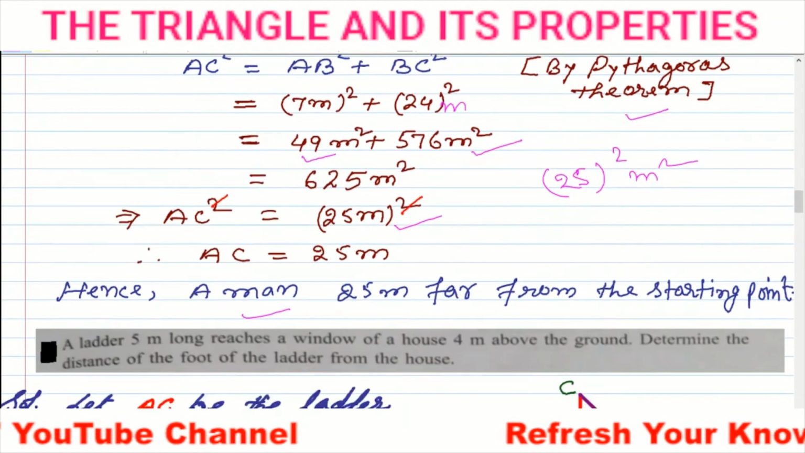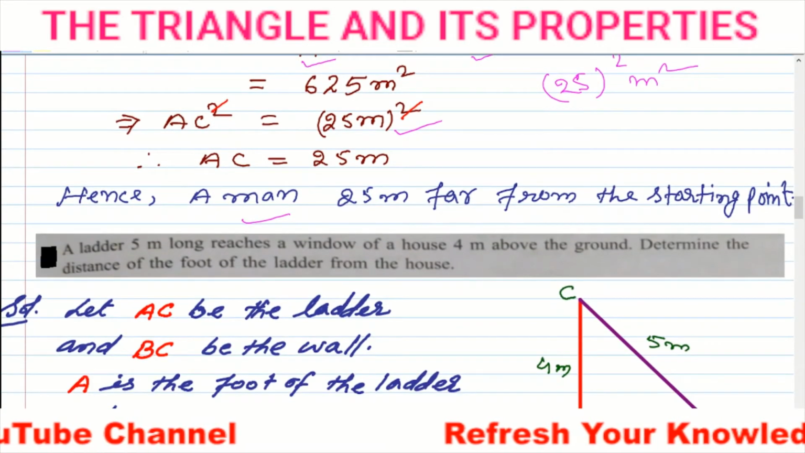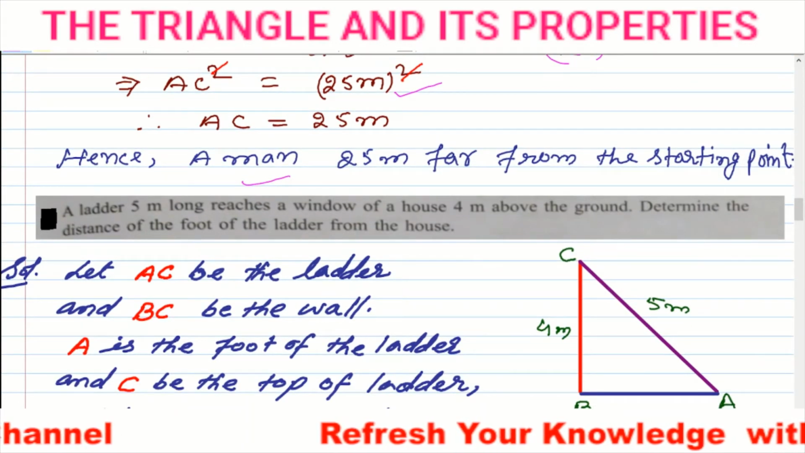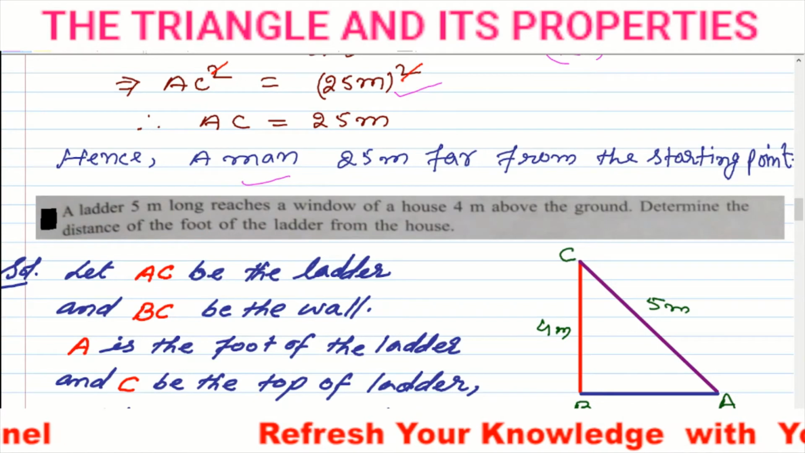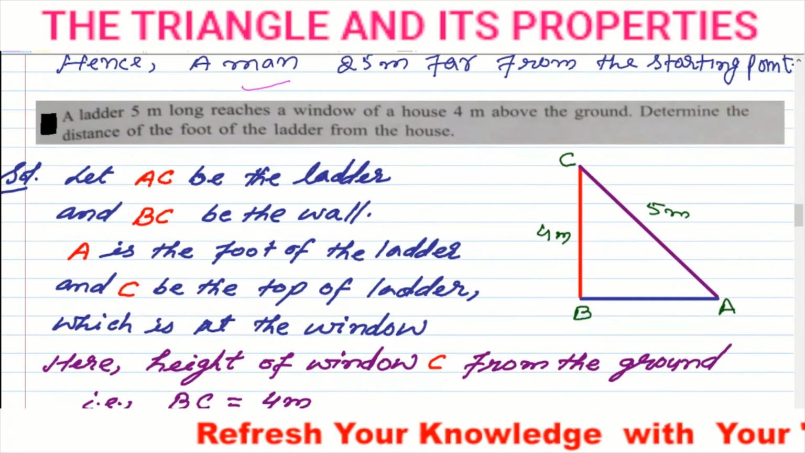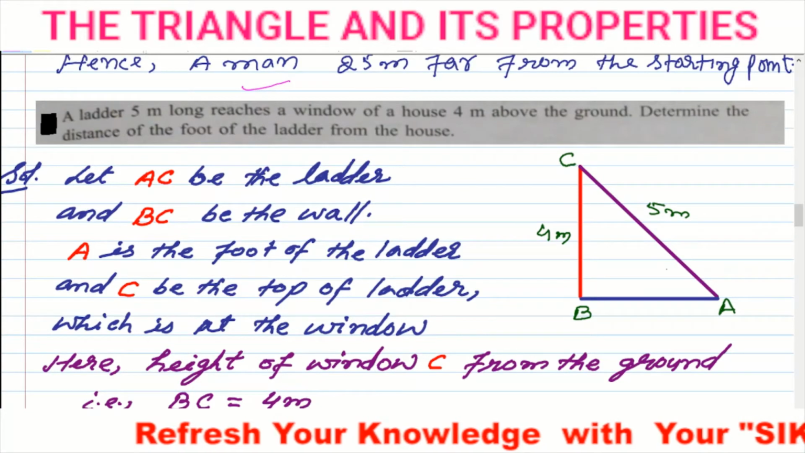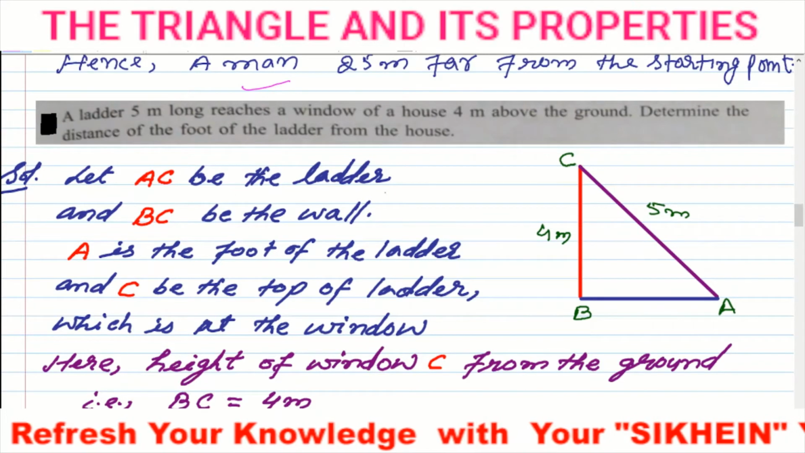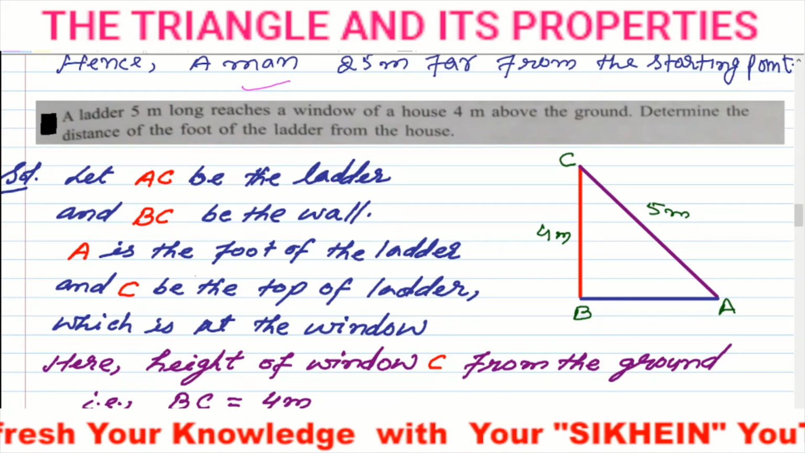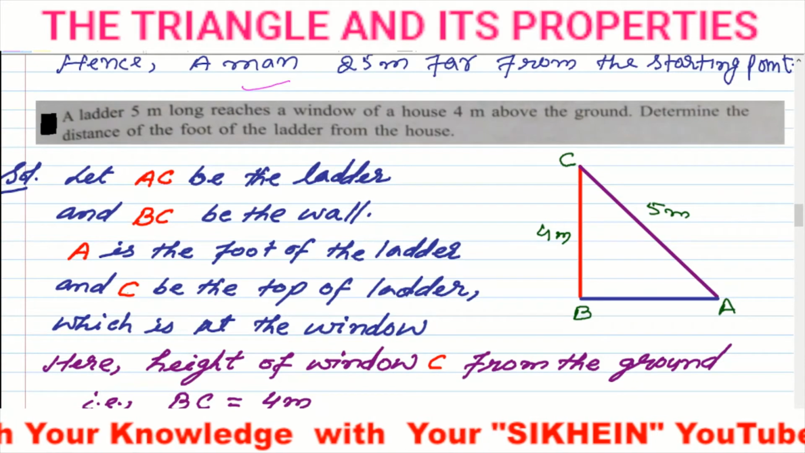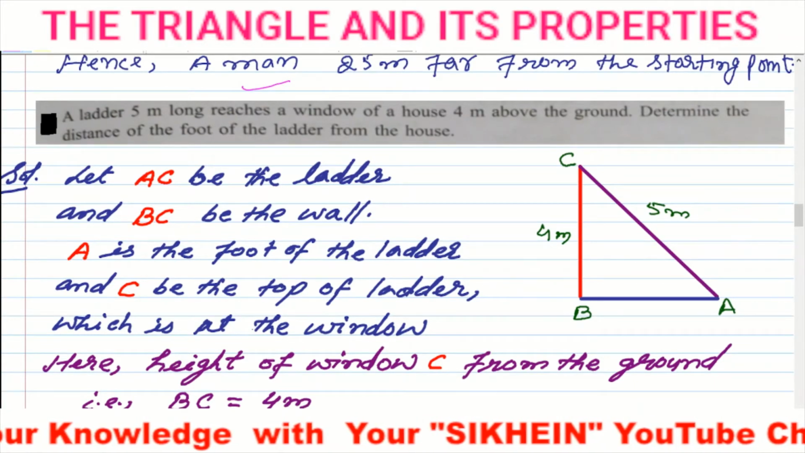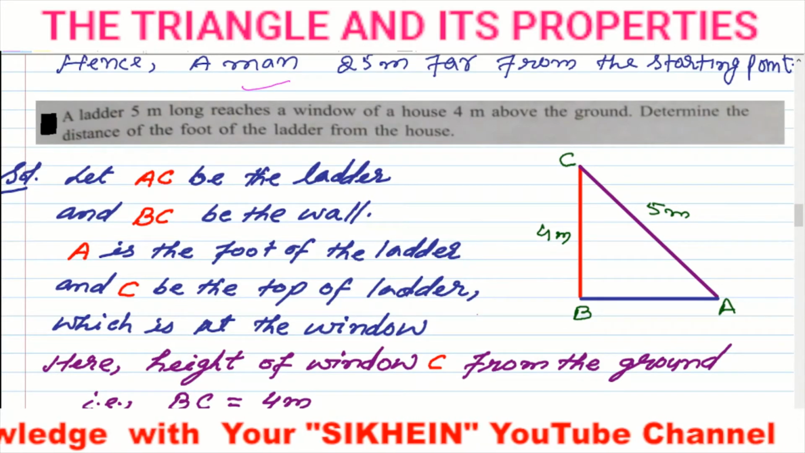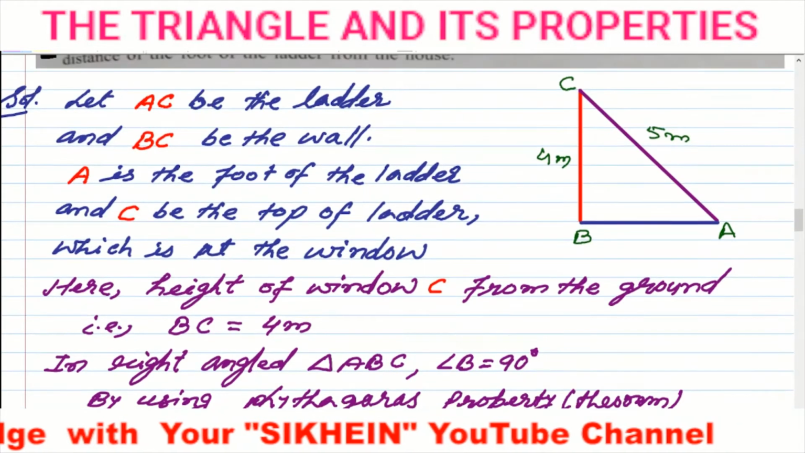The next question: a ladder 5 meter long reaches a window of a house 4 meter above the ground. Determine the distance of the foot of the ladder from the house, right? You can draw a figure and indicate as per the question. Let AC be the ladder and BC be the wall. A is the foot of the ladder and C is the top of the ladder, which is at the window. Here, height of window C from the ground, that is BC, equal to 4 meter, right?